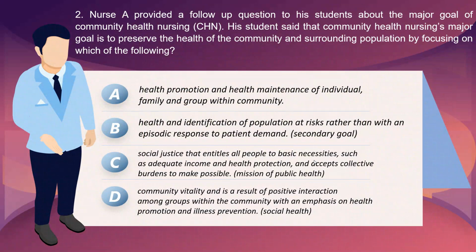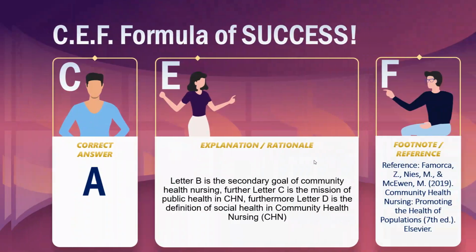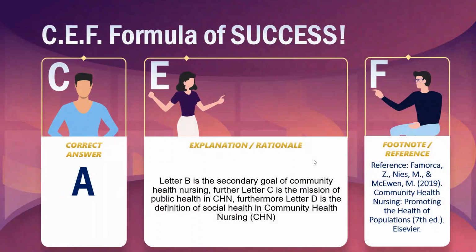So no one could really be wrong here, because this is a bonus question because I failed to remove the indications of letters B, C, and D. Letter B is actually the secondary goal of community health nursing, and letter C is focused on the mission of public health, and letter D is considered to be an indicator of social health. Therefore, the answer for question number two is letter A. I've mentioned that one already.